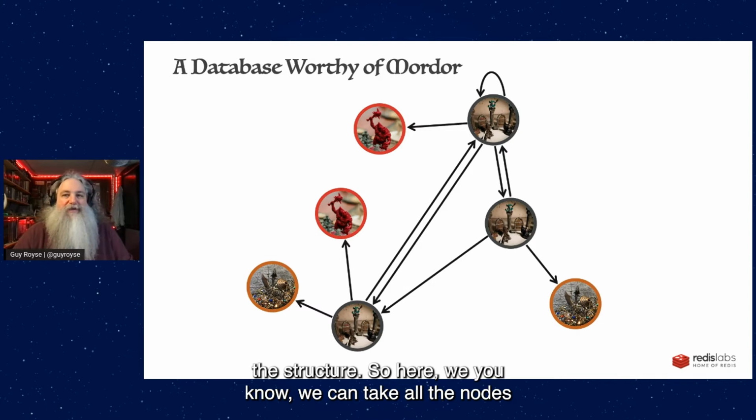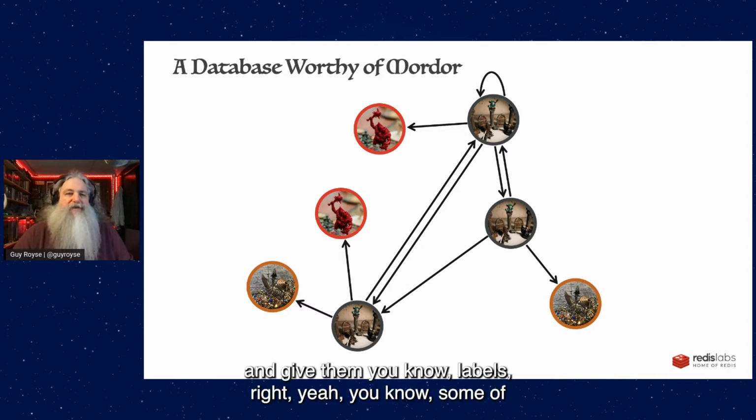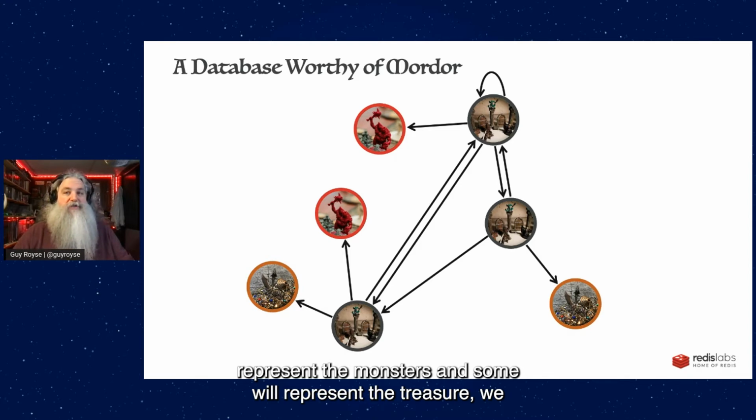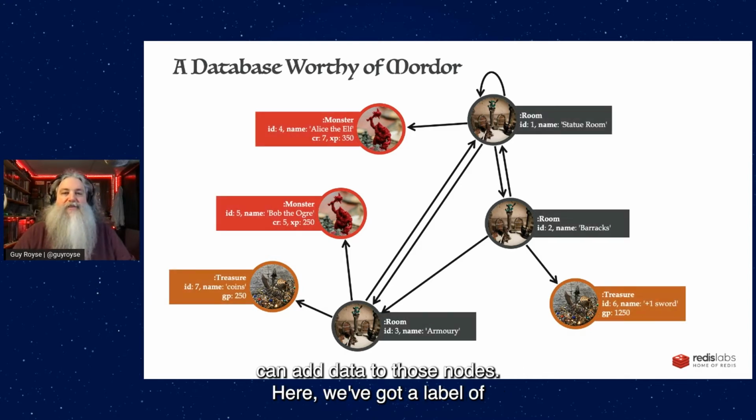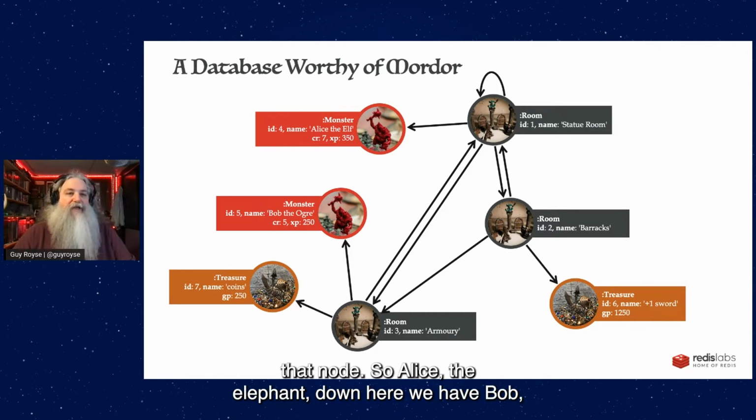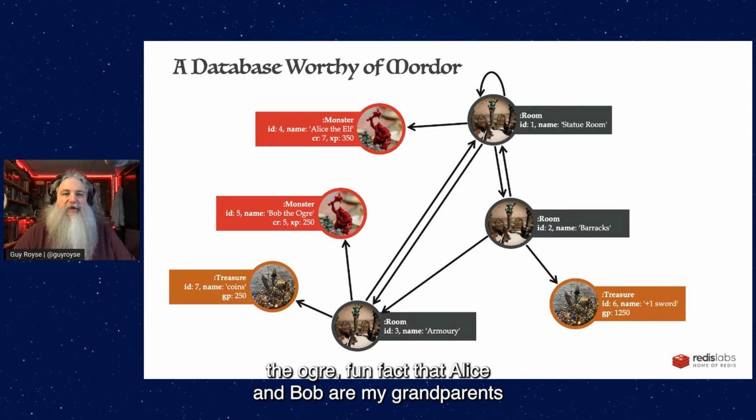So here we can take all the nodes and give them labels, right? Some of these nodes can represent rooms in a dungeon. Some will represent the monsters, and some will represent the treasure. We can add data to those nodes. Here we've got a label of monster, and then we have some properties that we've added to that node. So Alice the elf, and down here we have Bob the ogre.